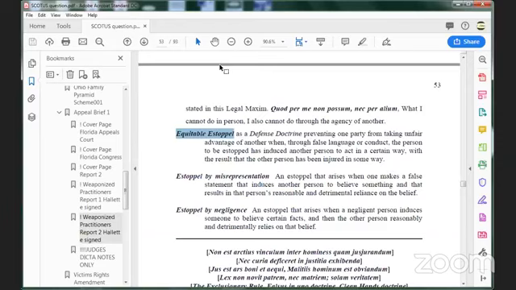And then, of course, estoppel by negligence is an estoppel arising when a negligent person induces someone to believe certain facts, and then the other person reasonably and detrimentally relies on that belief. Let's see here. Under misrepresentation are also relative to the negligence, which of course I just read, estoppel by misrepresentation.